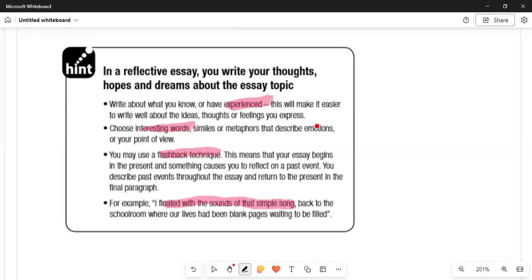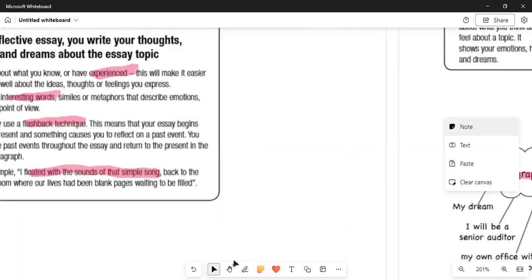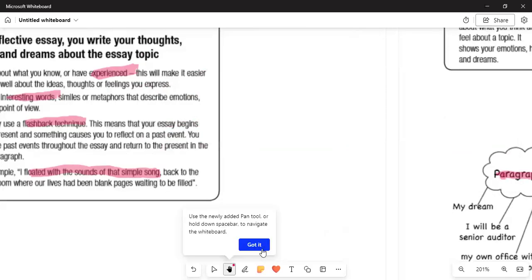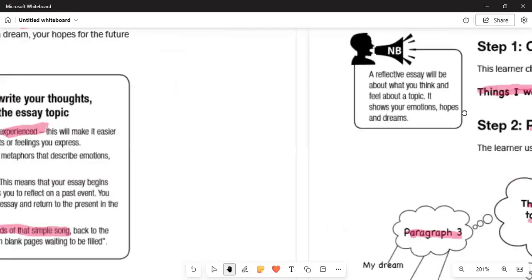For an example, we are given there, "I floated with the sound of that simple song." The repetition of the letter S emphasizes the importance of the floating. So we are saying that it is a simile. That is the repetition of the letter S. And "back to the schoolroom where our lives have been blank pages waiting to be filled." So you need to understand these ideologies very well. When we are moving on, we would see that we must now choose the steps.